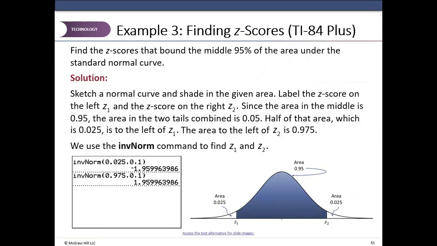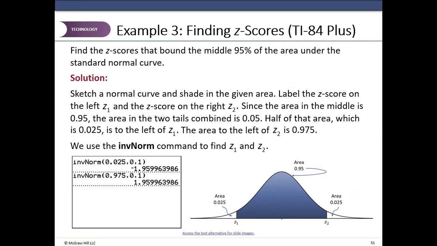Find the z-scores that bound the middle 95%. Middle 95% means the central highlighted area is 0.95. Now we know the total area under the curve is 1. So area in the two tails is 1 minus the area in the center, which is 0.95. 1 minus 0.95 is 0.05, but that is the area of two tails.